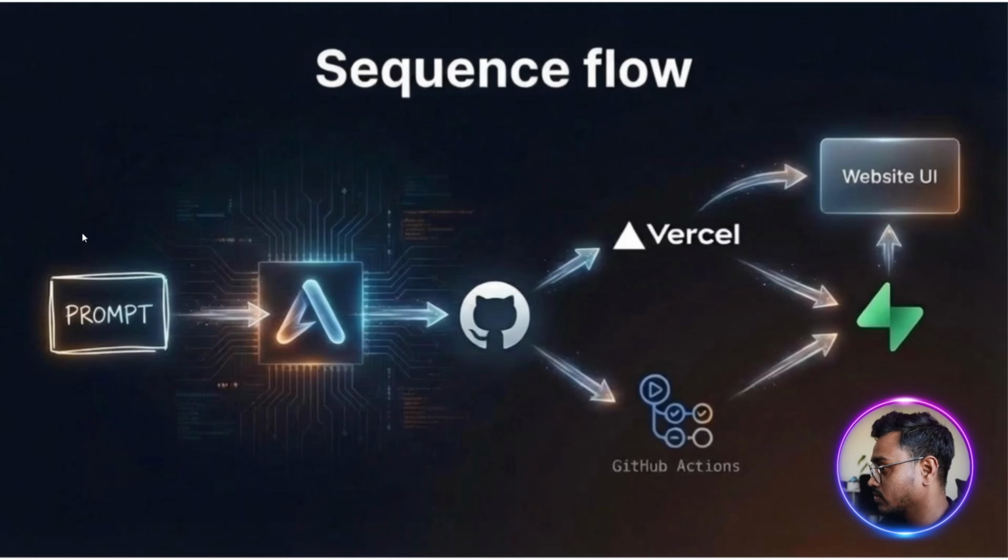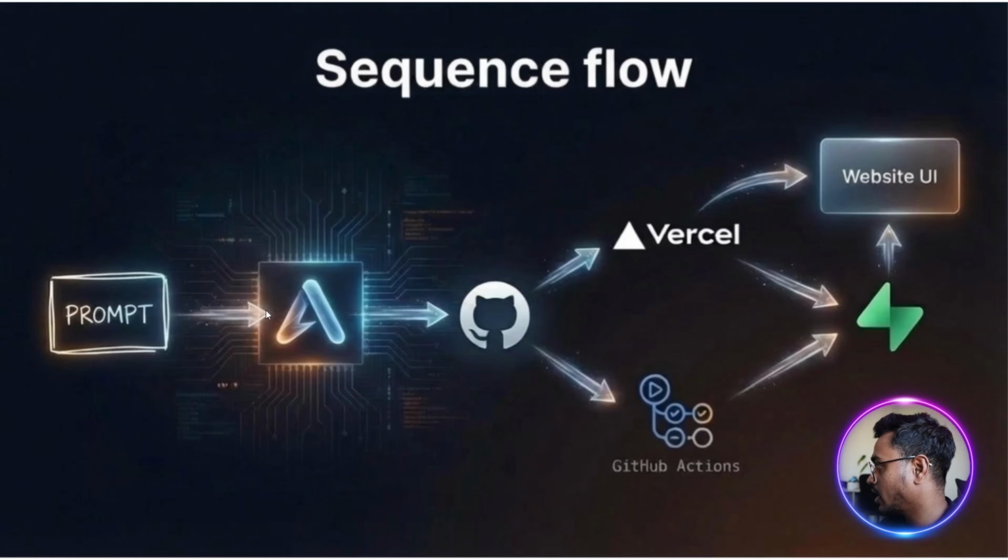Here is the sequence flow. First, you need to have a prompt, then pass this prompt to an AI editor like Anti-Gravity or Cursor. Once the code is prepared, push the code to GitHub. Then from GitHub, GitHub Action will run based on your settings or the scheduler you have set up. Once the GitHub Action is completed, it will push the data to your Supabase database here.